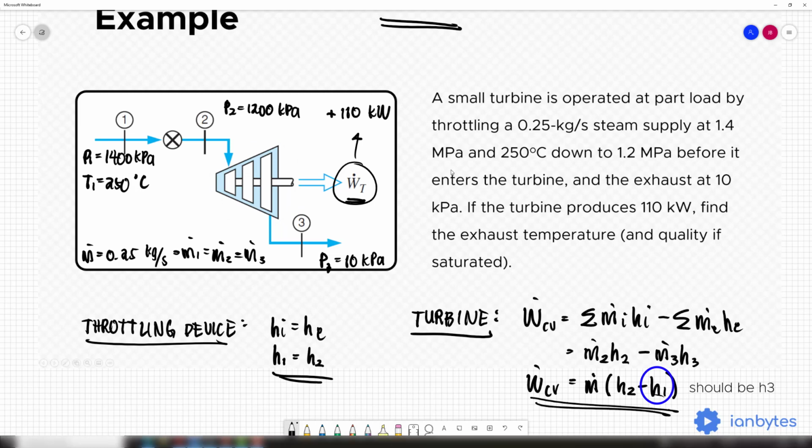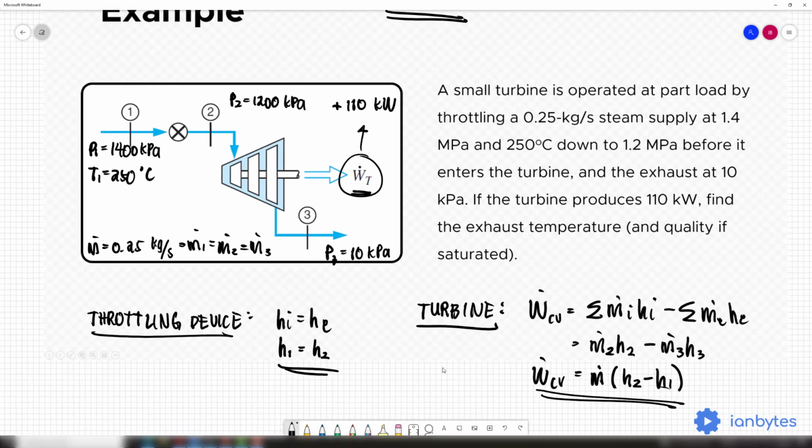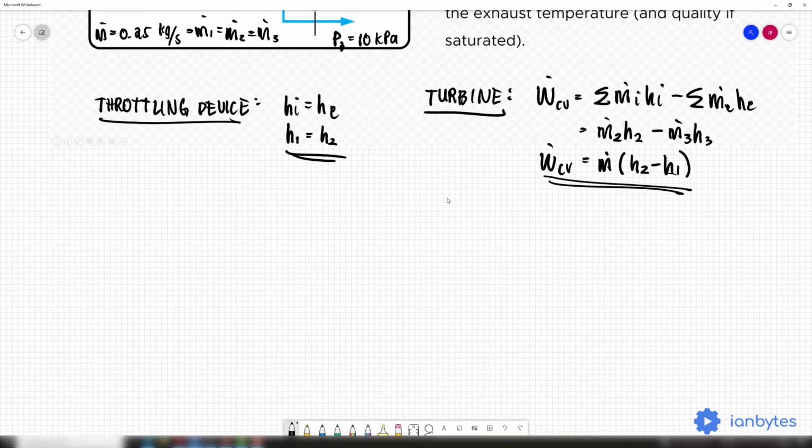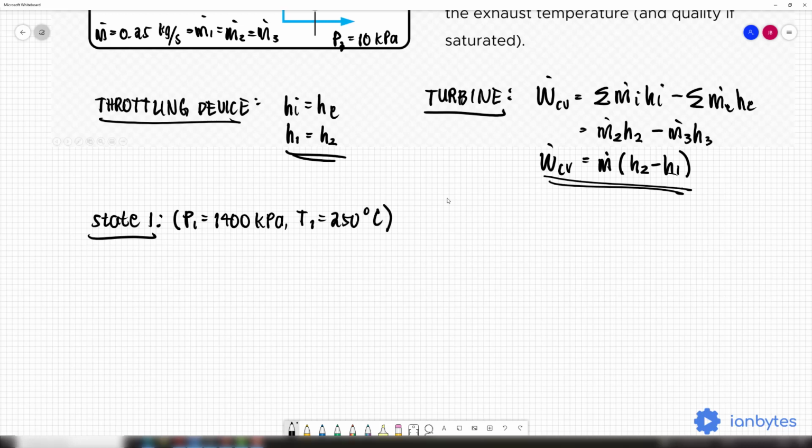Now, it's a matter of solving the states, and we are going to use our thermodynamic tables para makuha natin yung different state parameters. Now, let's begin with state 1. What do we know about state 1? Sinabi sa ating problem na ang pressure at the inlet of the throttling device is equal to 1.4 megapascals or 1,400 kilopascals. Also, the temperature is equal to 250 degrees Celsius.